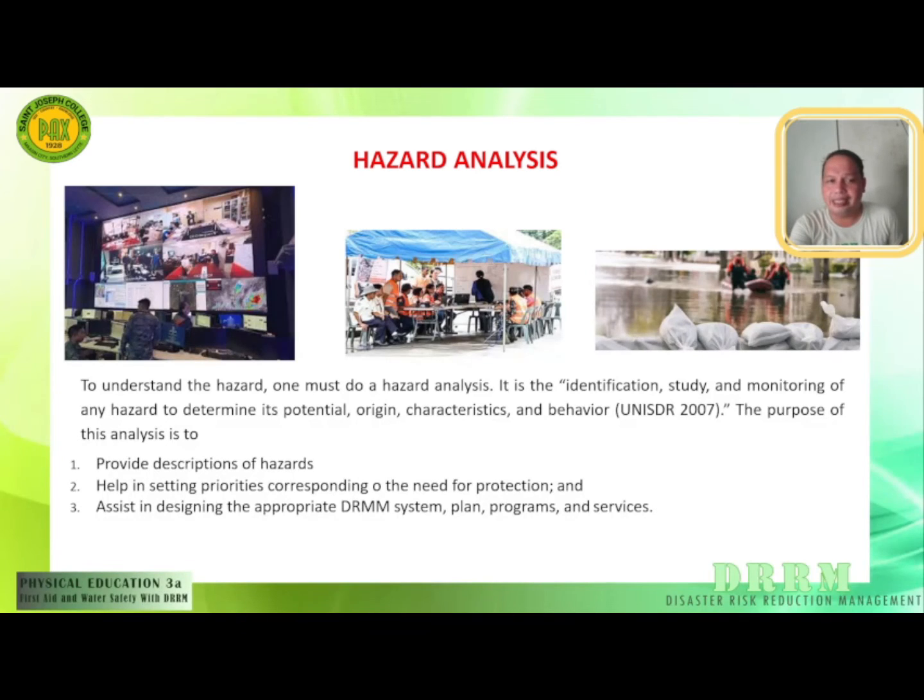The reason for this is, one, to provide descriptions of the hazard, two, to help in setting priorities corresponding to the needs of protection.